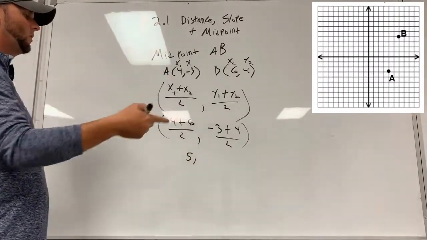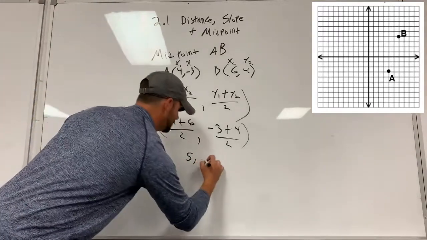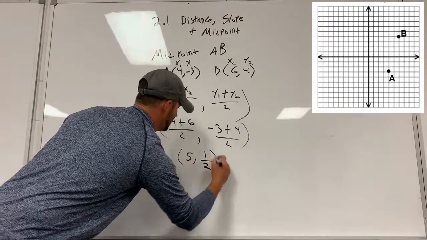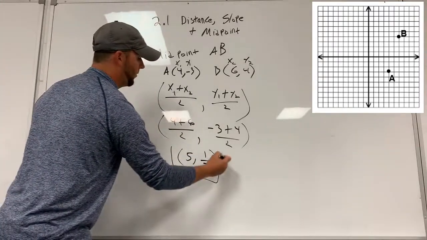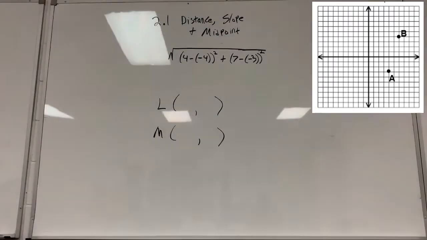Negative 3 plus 4 is the same thing as 4 minus 3, which is 1. 1 divided by 2 is going to be 0.5, but I'm just going to go ahead and leave it as 1/2 because we know 1/2 and 0.5 are the same thing. So the midpoint between A and B is going to be 5, comma, 1/2.